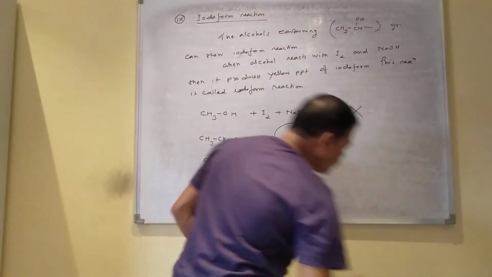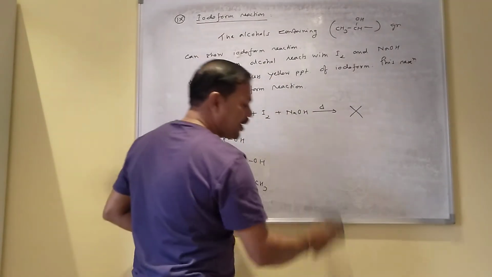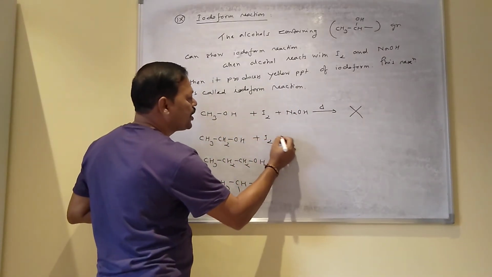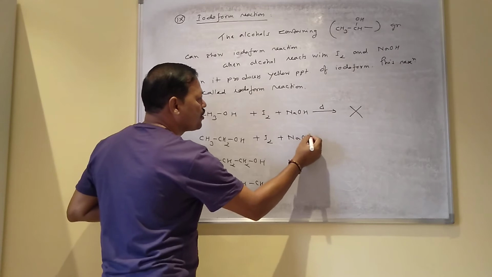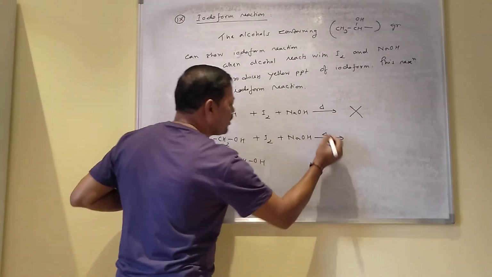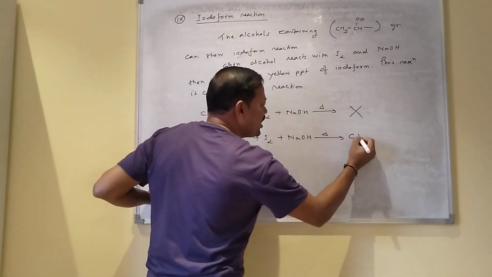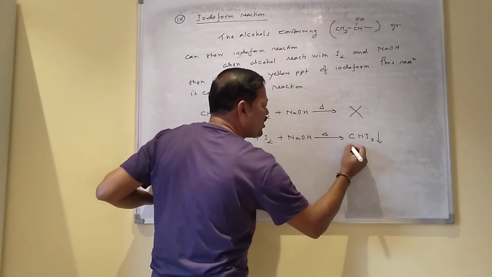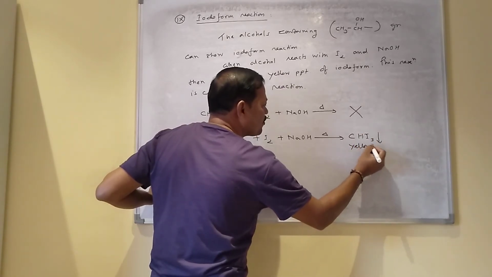So when ethanol reacts with iodine and sodium hydroxide, then it forms the compound CHI3, which is called iodoform, and it gives the yellow precipitate.